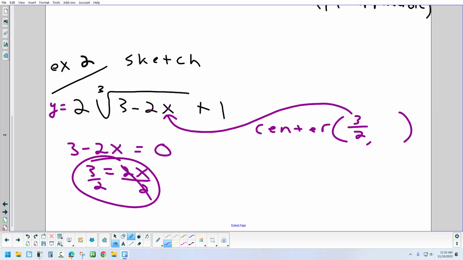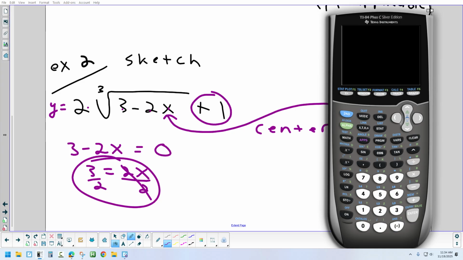3. And what's 3 minus 3? 0. What's the cube root of 0? 0. And what's 0 times 2? Still 0. Plus 1. 1. So the number that's going to affect whether it moves up or down is really just this number at the end. So it moved up 1.